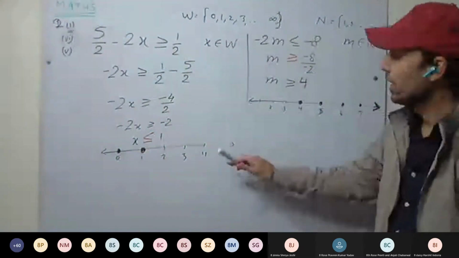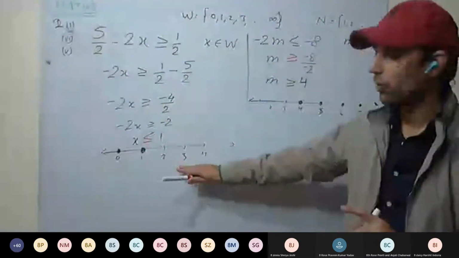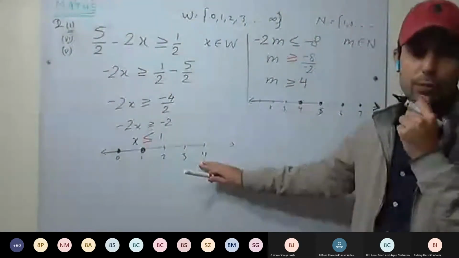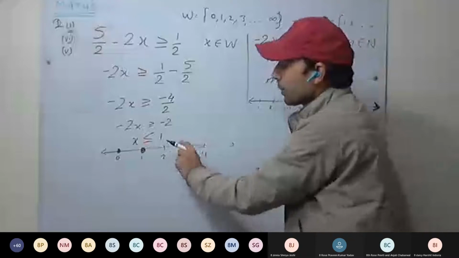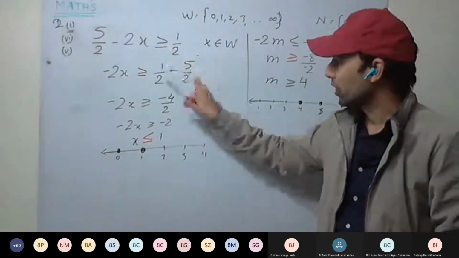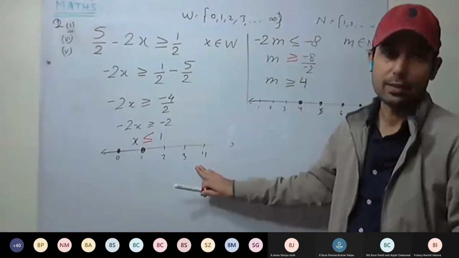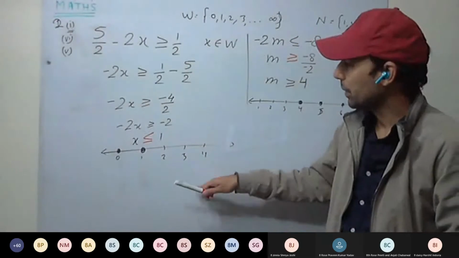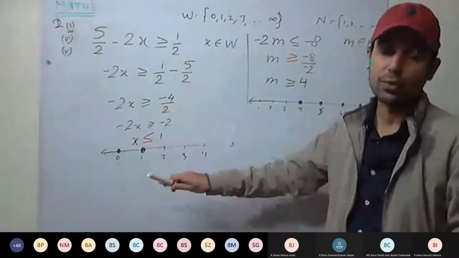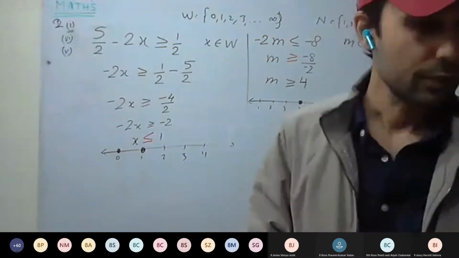Okay. This number line, it's better always to draw with pencil. If we make a mistake, we can rub it and mark again. Okay. Solve with pen, draw with pencil. If you don't have time in the examination, draw with pen. That's up to you. But always prefer to draw with pencil. Okay. Third question, any doubt?